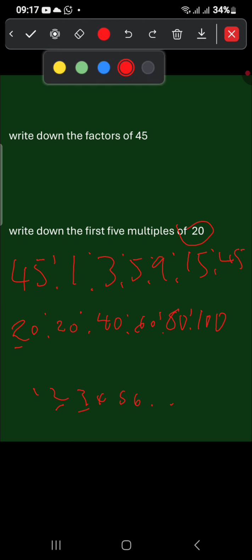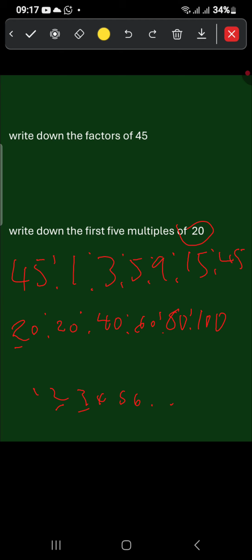They said they want the first 5 multiples. So it's 20, 40, 60, 80, and 100. So for multiples, you just multiply the number by natural numbers, then you will get the multiples of that number. Multiply, multiples, multiply. Right.